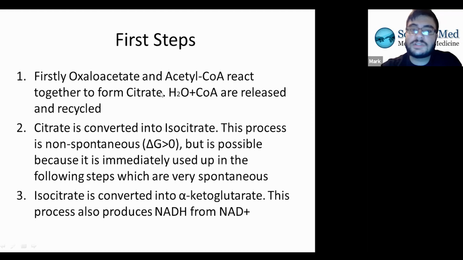Okay, so firstly, oxaloacetate and acetyl CoA react together to form citrate. So you need both of these together, and you release H2O and coenzyme A, and you then recycle coenzyme A because it's not efficient to make it every time you want to go through the Krebs cycle by converting pyruvate to acetyl CoA. So we recycle it, it's not used up in this.